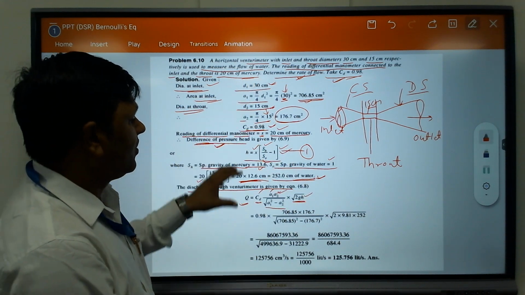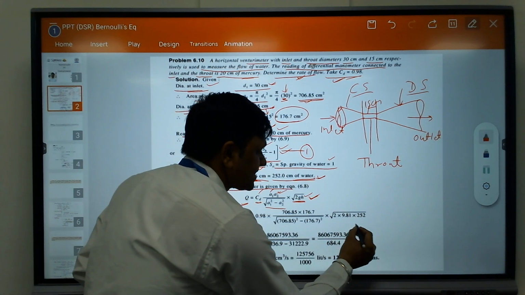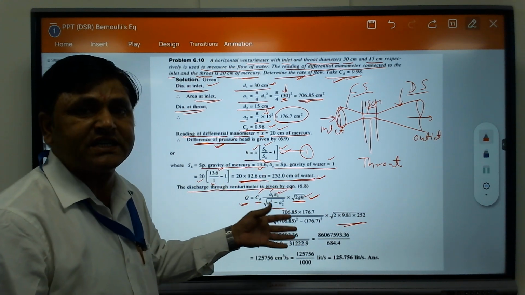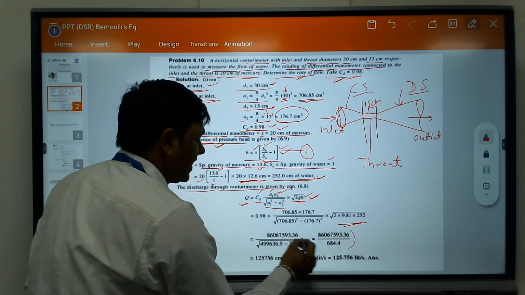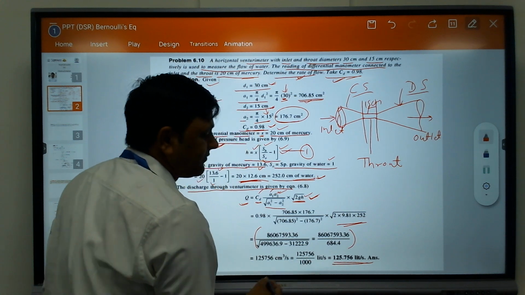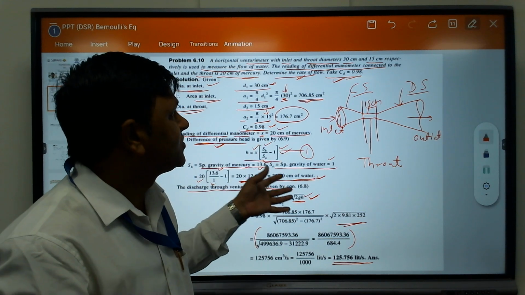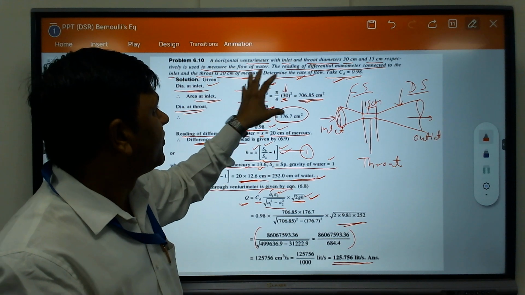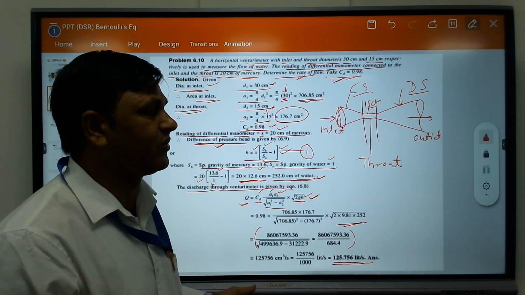Now, putting all these values in this equation, you can see here, this is the formula for the calculation of discharge of the Venturi meter. Putting all these values, and after calculating, we will get the rate of discharge as 125.756 meter. So, according to this numerical, we are able to find the flow rate of the liquid for the given data. Similarly, you can also determine the flow rate for other problems.